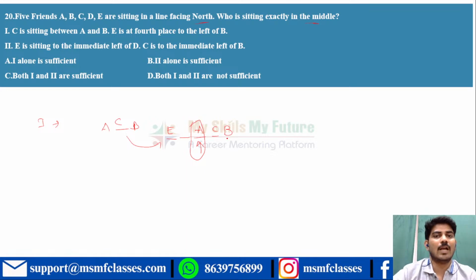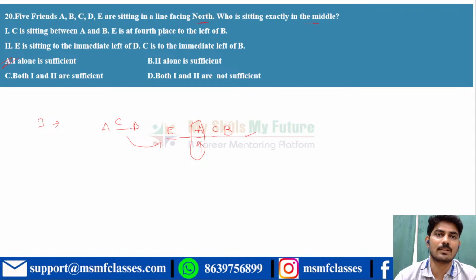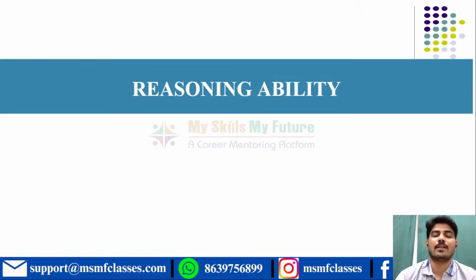So I'm able to give the answer with the statement alone itself. If I get the answer with the statement alone, I don't want to go for the second statement. So my answer will be directly: statement one alone is sufficient to answer the question. I hope you are clear with this explanation. If you go for the second statement only, you can't get the answer to that question. Okay, let's move to the reasoning ability section here.